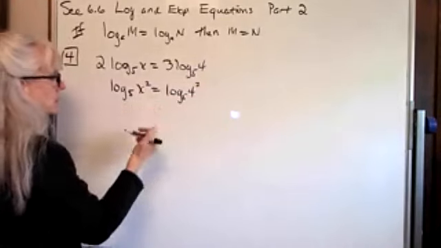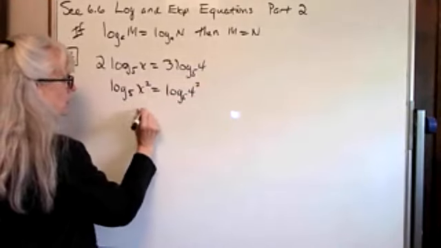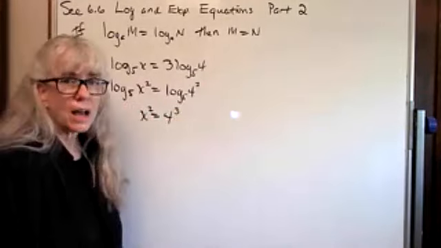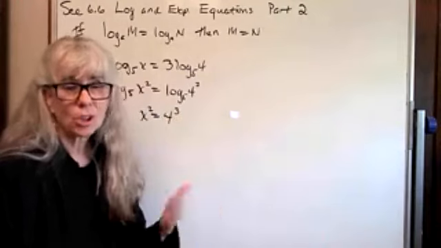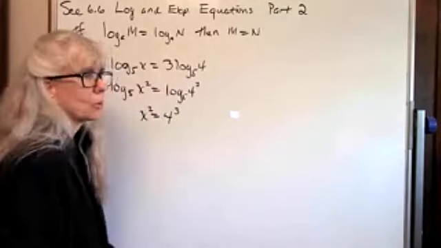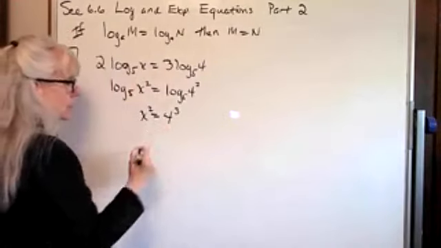At this point, we have a log equal to a log. They're both the same base. So we're going to set those arguments equal. So I'm going to take x squared and set it equal to 4 cubed. I am not, repeat, not dividing out the log base 5. I can't. It's an operator. You can't divide out an operator. So what we're doing is using this property and setting the arguments equal.